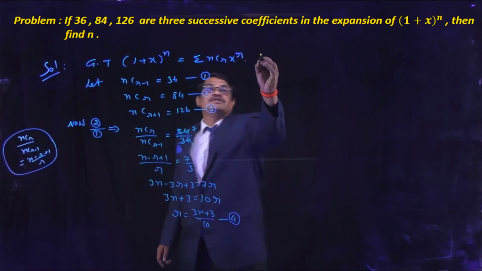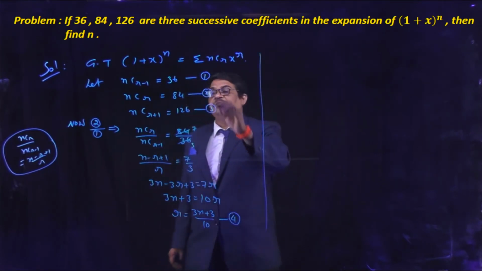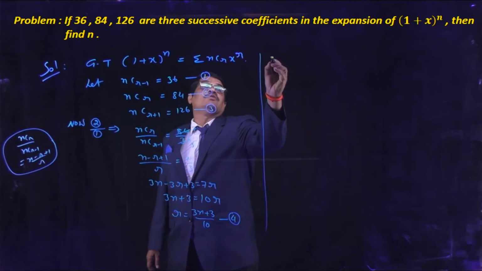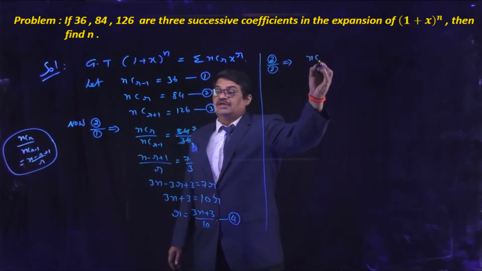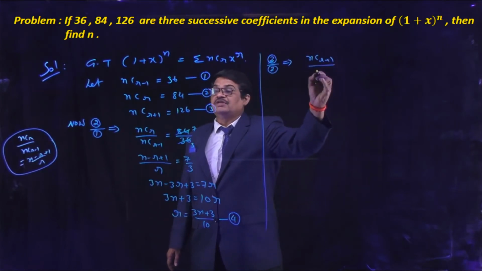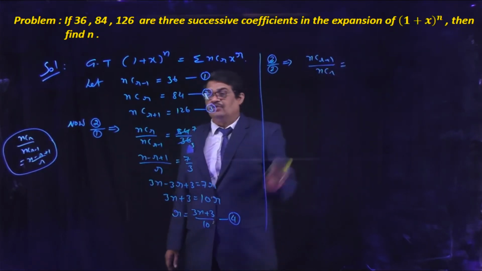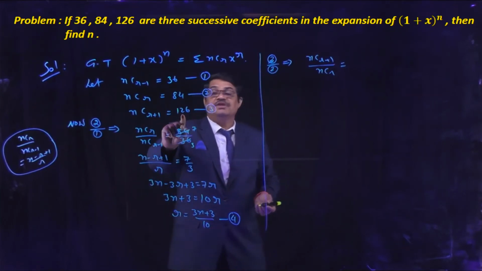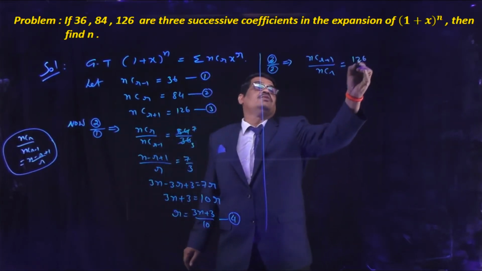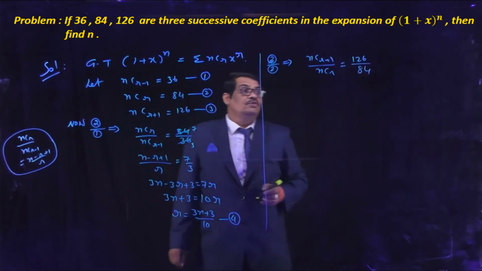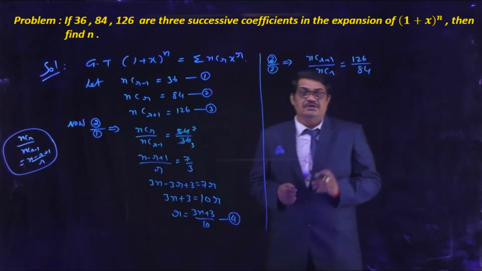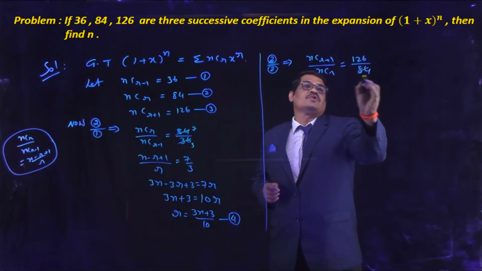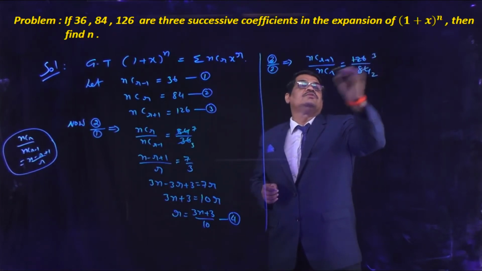Okay. Now next we are writing equation 3 by equation 2. What is equation 3? nC(r plus 1) by nCr is equal to, here equation 3 RHS is 126, 126 by 84. So what is the value? See that, this value is 42 2s, 42 3s, that is 3 by 2.